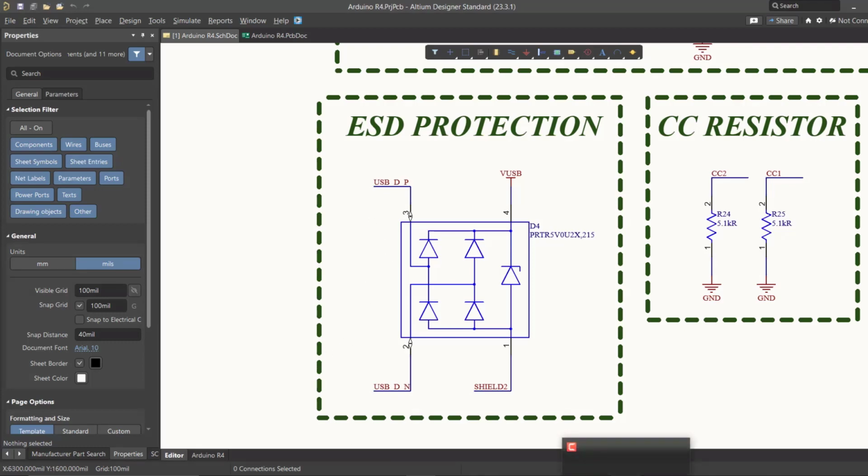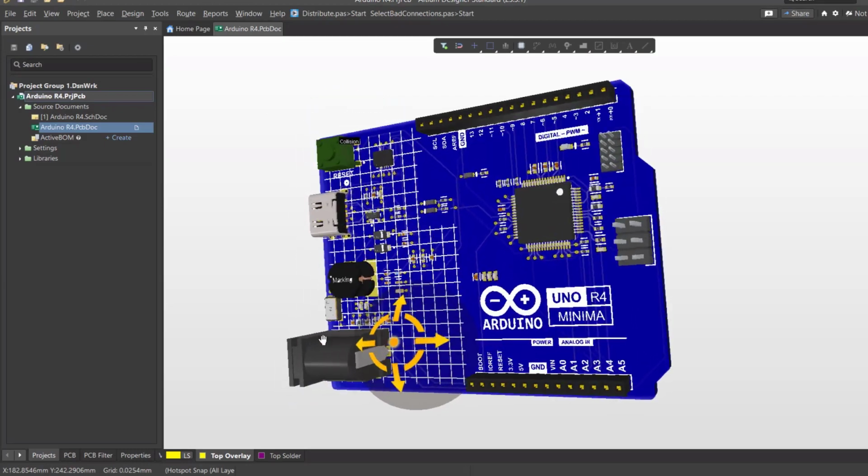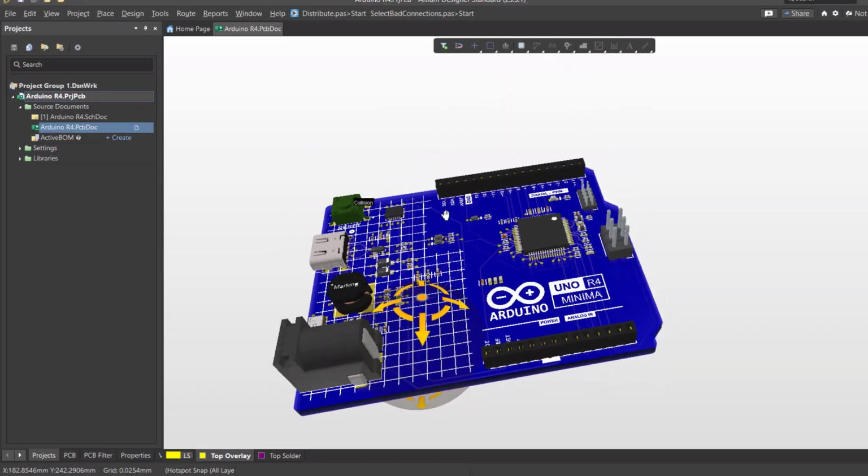ESD protection diodes, often known as transient voltage suppressor or TVS diodes, are placed strategically on the board. These diodes provide a low resistance path to the ground for any excess static charge, diverting it away from sensitive components. They allow current to flow in only one direction and have a fast response time to protect against sudden voltage spikes. In conclusion, we've taken a comprehensive tour of the Arduino R4 Minima schematic.